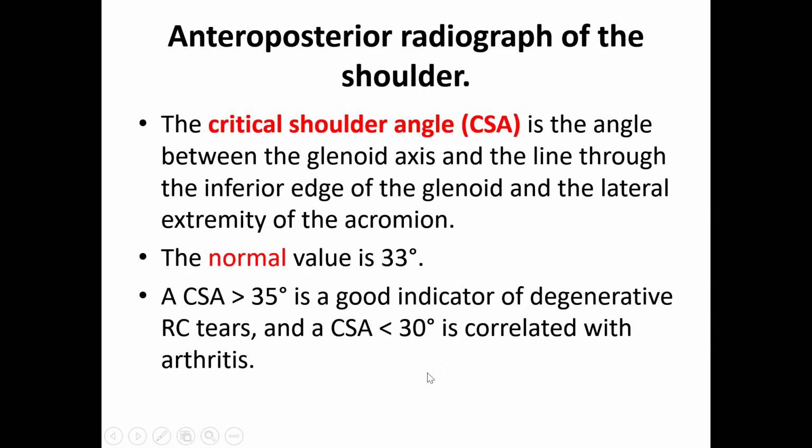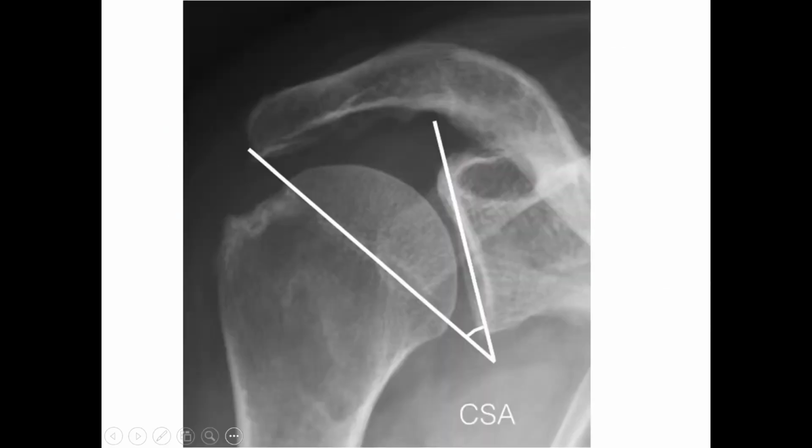The critical shoulder angle normal value is 33, and up to 35 is considered normal. But if it is more than 35, then it is an indication of a tear of the rotator cuff tendon. And down to 30 is again considered normal. But if it is less than 30 degrees, then again there is an indication of osteoarthritic changes in the shoulder joint.